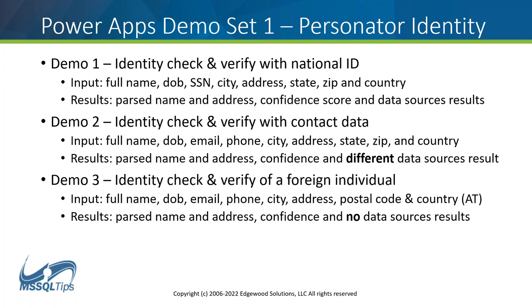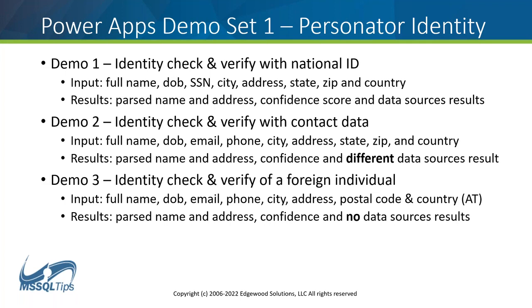So we're going to showcase this today with these three demos that we have. Demo number one, we have an identity check and verify with national ID. We're going to use as inputs a full name, a date of birth, social security number, city, address, state, zip, and country. And we are going to get back parsed name and address, a confidence score, and data sources results.